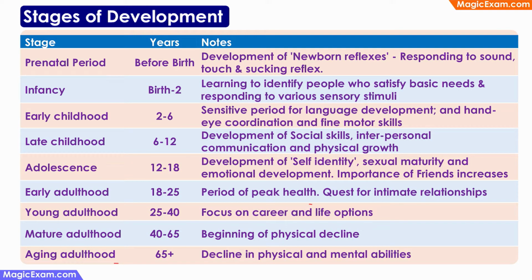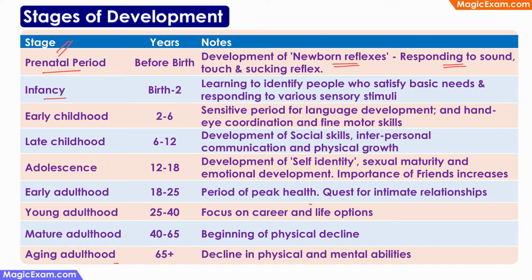This table is very important because very often we see questions asking us what is the significance of these different stages of development and what actually happens to the child or the person during these different stages. For example, in the prenatal period, there is development of something called newborn reflexes, which is the reflexes that are required for the child to survive after he or she is born. And then the child is also learning to respond to sound, because very often we hear mothers telling us that they can feel the baby kicking in their womb when the baby hears a particular song or a particular sound. So that is the response to sound.